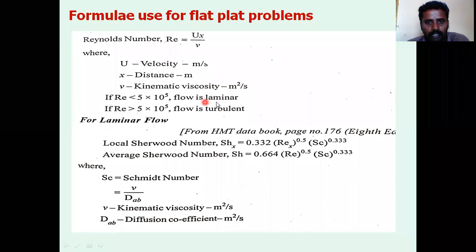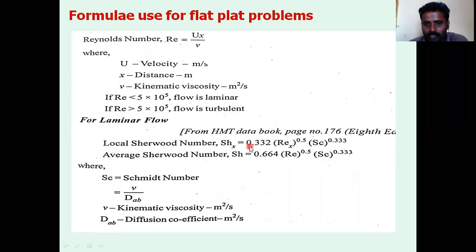it is called laminar. When the Reynolds number is greater than 5 into 10 power 5, it is turbulent. Based on the Reynolds number value, we can find out whether the flow is laminar or turbulent. In our heat and mass transfer data book, around page number 185 or 186, we should follow the local Sherwood number.